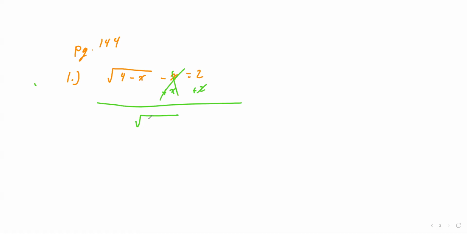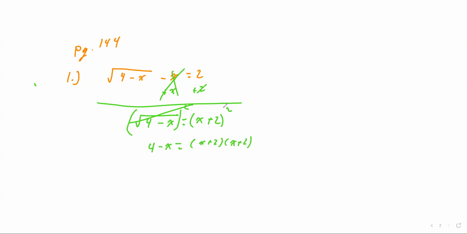So I get the square root of 4 minus x equals x plus 2. Again, I like to keep it in standard form. Now I can square both sides. The square root and the square cancel. I'm now left with 4 minus x, and this is x plus 2 times x plus 2.